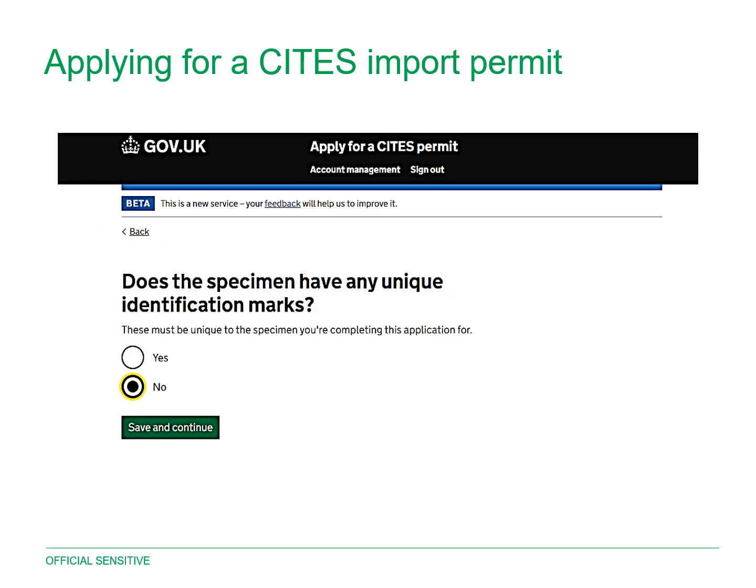You will then be asked for the unique identification mark of the specimen you are applying for, if it has one. For the purposes of this video, as the alligator skin watch strap has no unique identifier, we are selecting the No button.